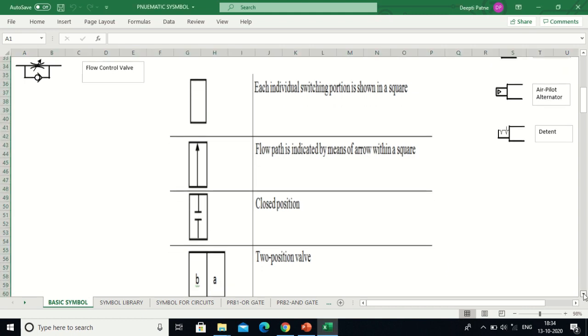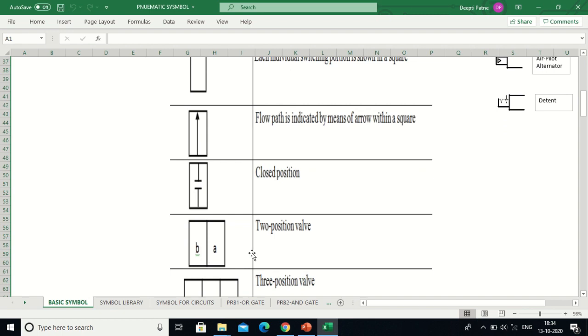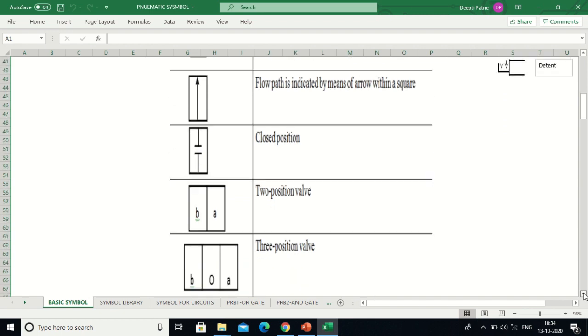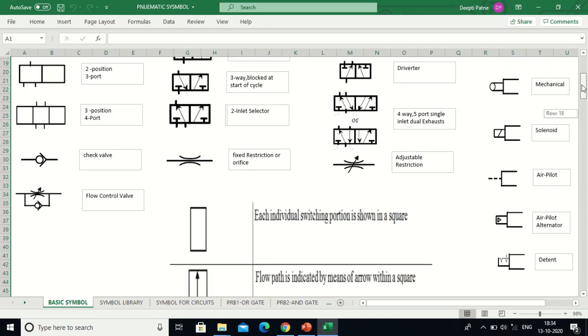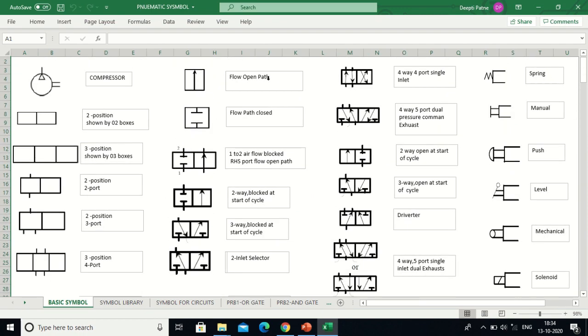So if I have a 2 position, then there will be 2 boxes, 3 position 3 boxes, 4 position 4 boxes, and so on. Usually B and A are symbols, and O is a neutral symbol which is given over here. Other than that, there are many other symbols involved. This is a compressor symbol or the supply symbol. This is a port and a position we are going to see.